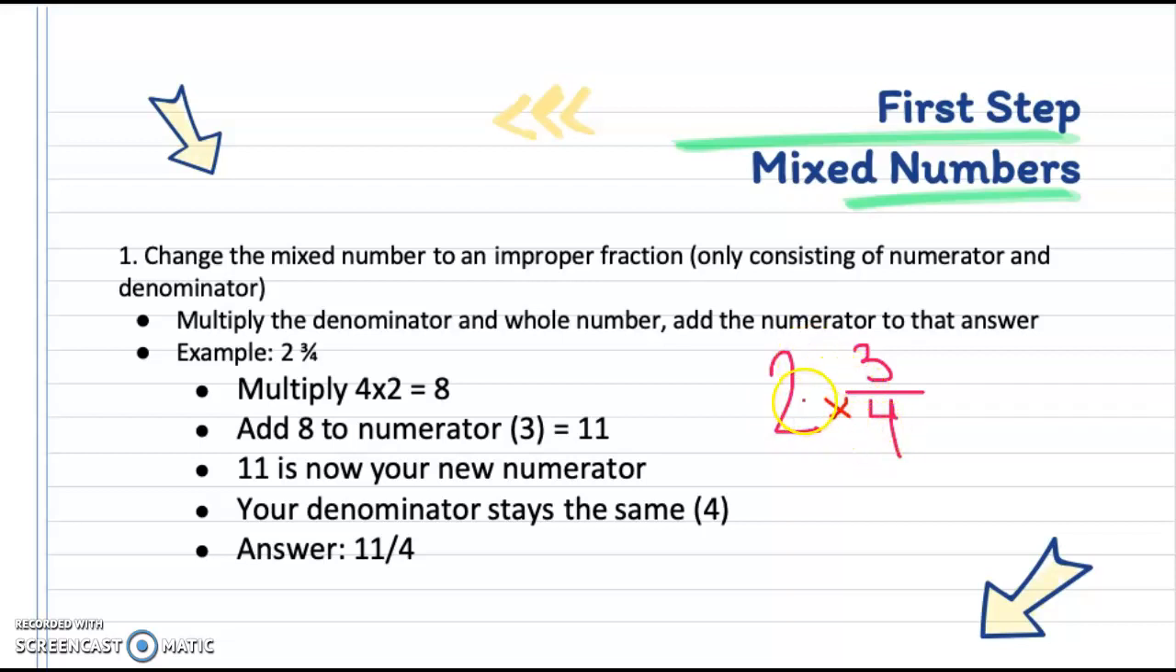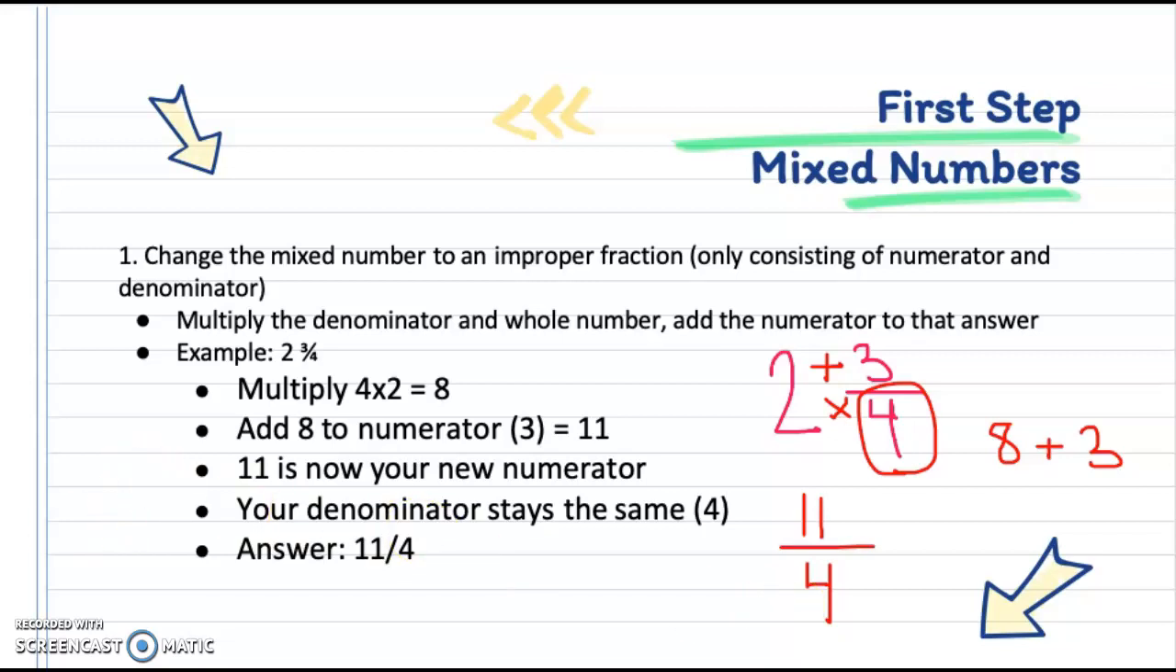So we have 8, and then we add that answer to the numerator. So we have 8, because 4 times 2 is 8, and then we add 3, because 3 is the numerator. So 8 plus 3 is 11, and you keep the denominator the same. You do not change the denominator. So your answer would be 11 over 4. And remember, all we're doing is multiplying the denominator by the whole number, and once you get that answer, we are adding that answer to the numerator. And remember, you need to keep the denominator the same. The denominator does not change.